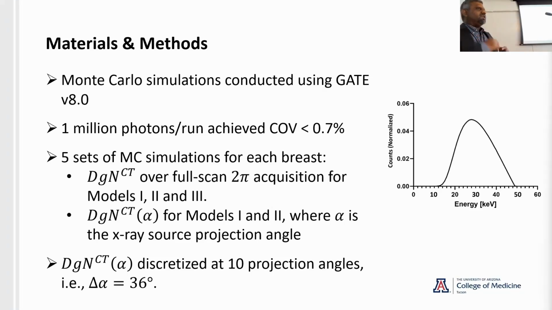For each of the 3 models, we acquire the full 2pi acquisition. And as I mentioned before, in model 3, we don't need to do it at every angle because it's the same dose at every angle. So we looked at only models 1 and 2 at each projection angle, and we discretized it over 10 angles. So our angular sampling is 36 degrees for this dose estimate.